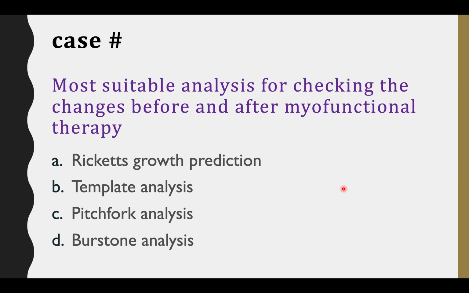Next, going to the question. Most suitable analysis for checking the changes before and after myofunctional therapy: Ricketts growth prediction, template analysis, pitchfork analysis, Burstone analysis. The answer is pitchfork analysis. I have already discussed it in your functional appliances video. To check before and after myofunctional therapy, pitchfork analysis is used. Okay. For the diagnosis, Ricketts and Rakosi analyses are used to decide whether the appliance can be given or not.